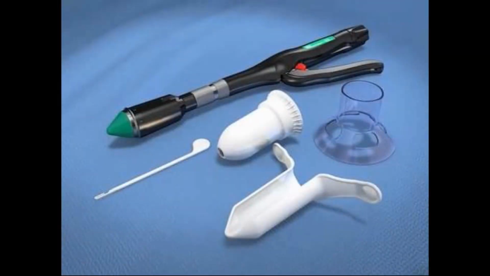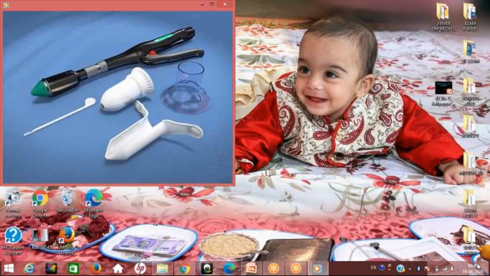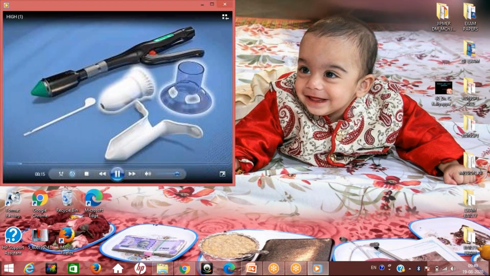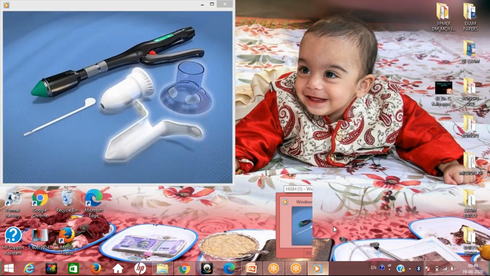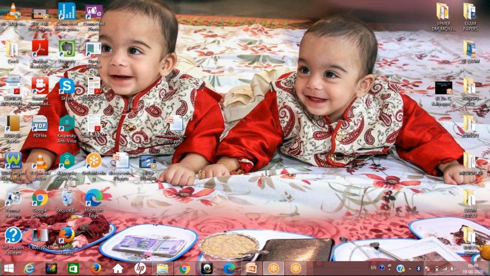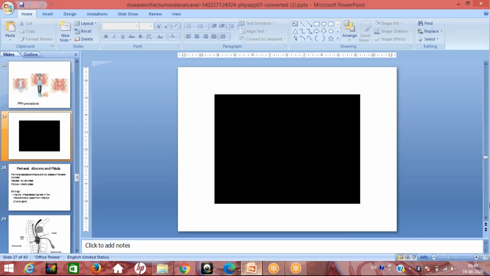The procedure is carried out by using the PPH set of instruments from Ethicon Endosurgery Incorporated. The kit includes a 33 millimeter hemorrhoidal circular stapler, a circular anal dilator, and that is a procedure by which a stapled hemorrhoidectomy is done.